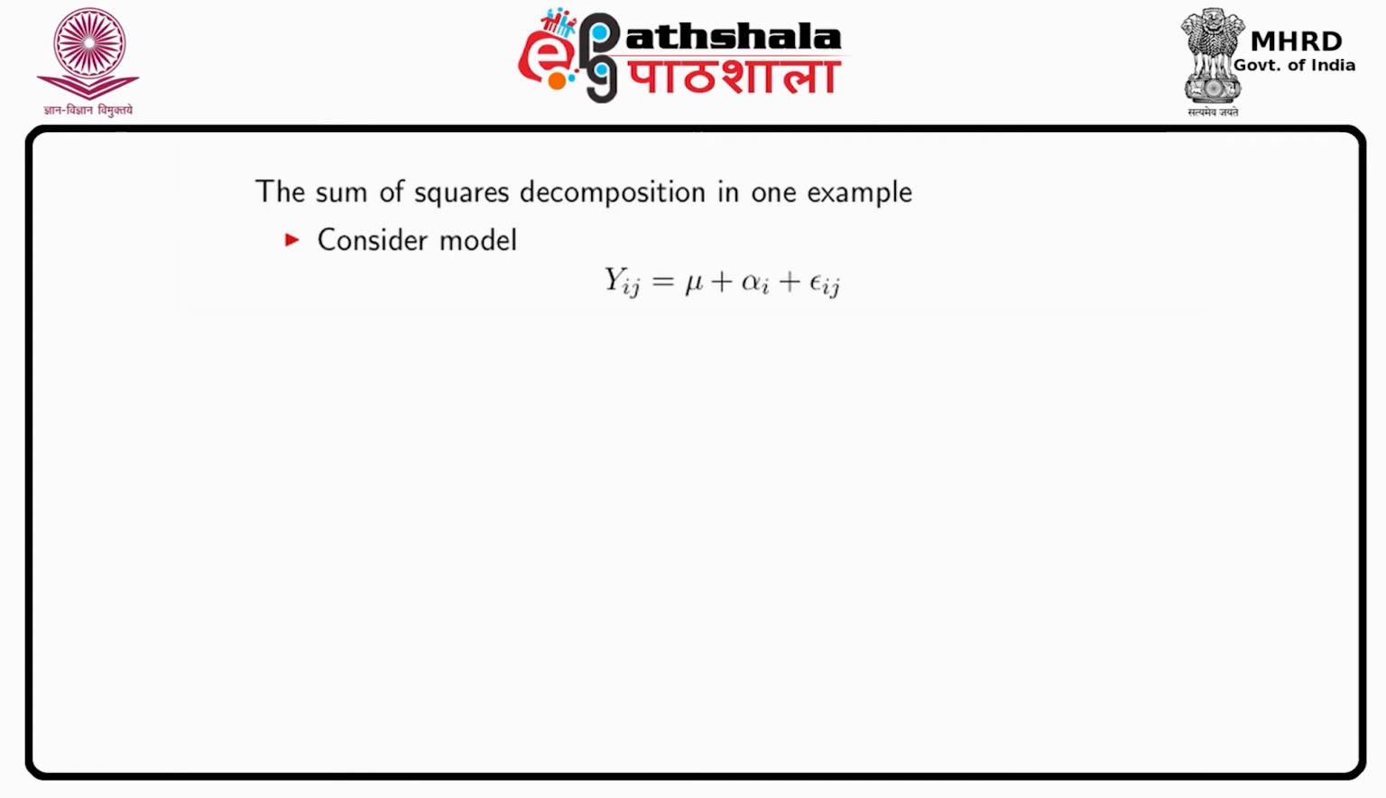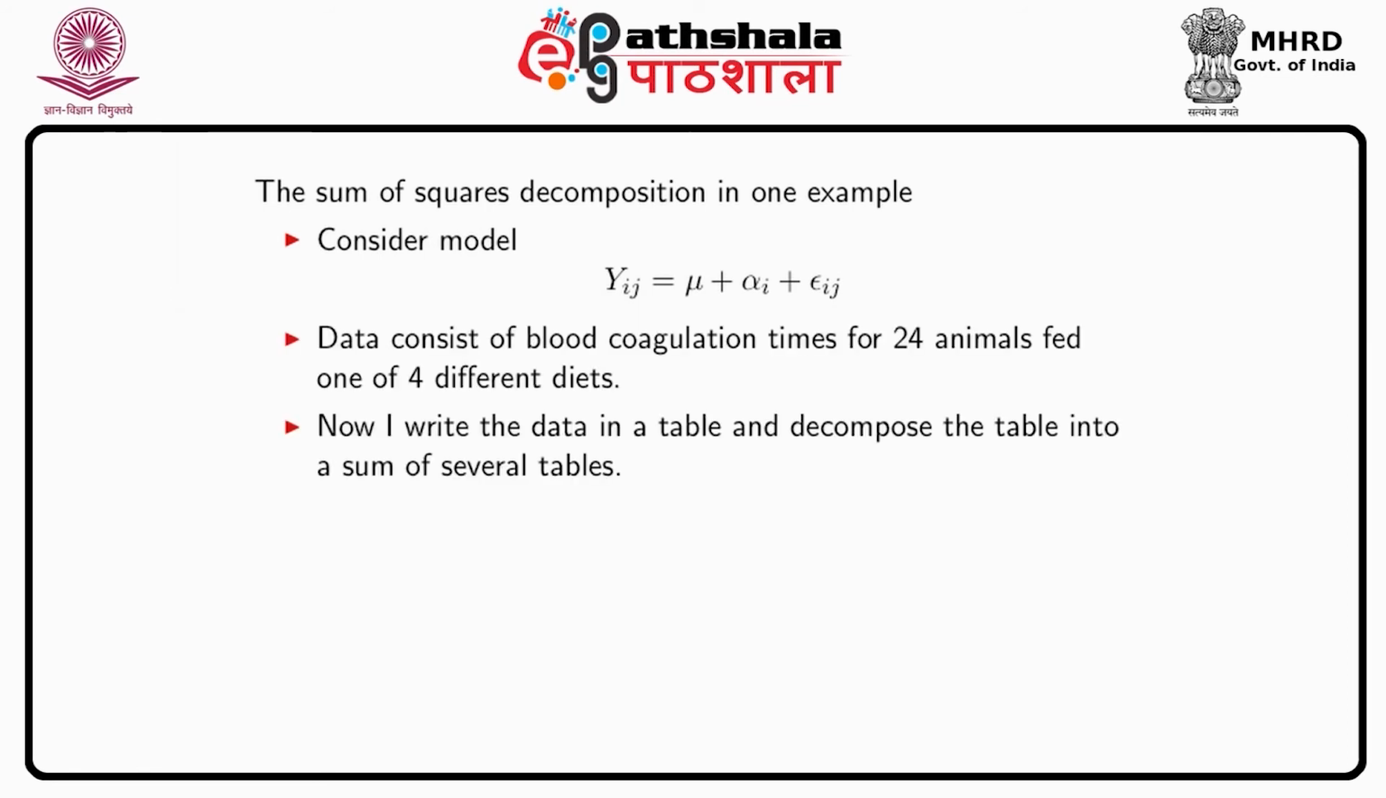In the next example, let's consider a model Yij equals mu plus alpha i plus epsilon ij, where alpha 4 equals minus the sum of alpha 1, alpha 2 and alpha 3. So the data consists of blood coagulation times for 24 animals fed one of 4 different types of diets. So each of these alphas corresponds to one of the 4 different types of diet.